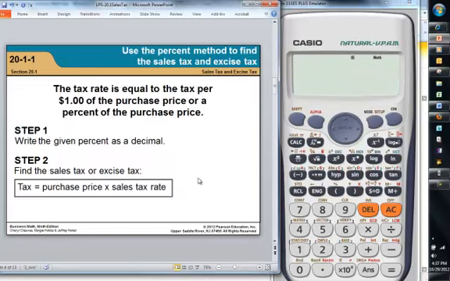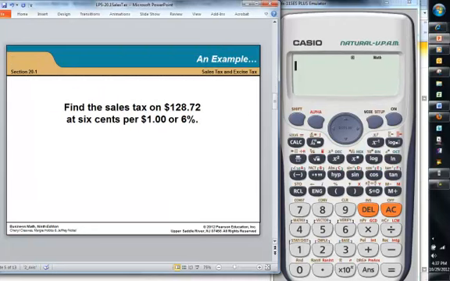Tax rate is equal to the tax per dollar purchased. It's usually given as a percent or a decimal. So you find the sales tax by multiplication. Find the sales tax.